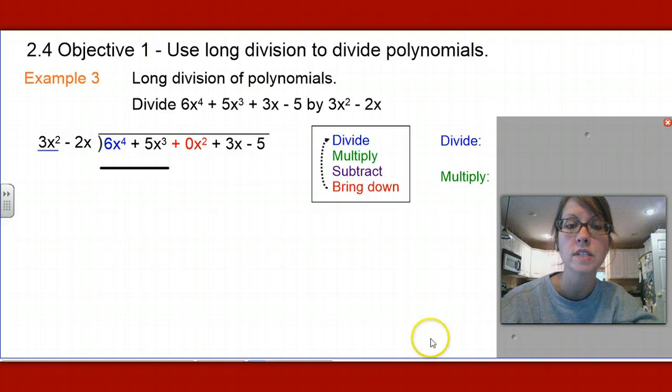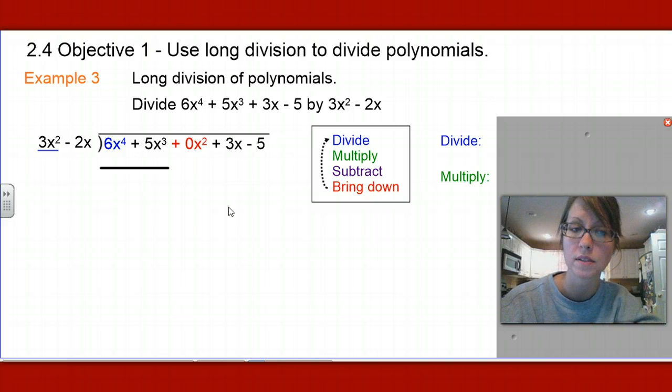And I have shown you example 3, 6x to the 4th plus 5x cubed. It skips the squared, goes to plus 3x and minus 5. And you always have to have your guard up for that, because when you go to divide, you have to make sure that you put in placeholders for any missing degrees as you step down through your polynomial. It has to go 4th power, 3rd power, 2nd power, 1st power, constant.